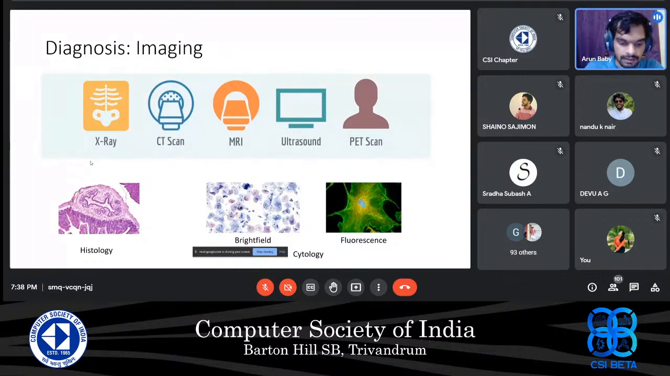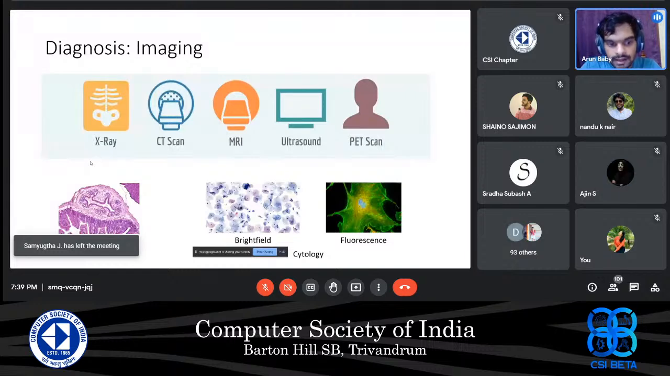For ex vivo imaging, a part is taken out of the body and it is imaged. These are most commonly used in cancer studies and for cancer diagnosis. They are histology and cytology. Histology is the study of tissues.